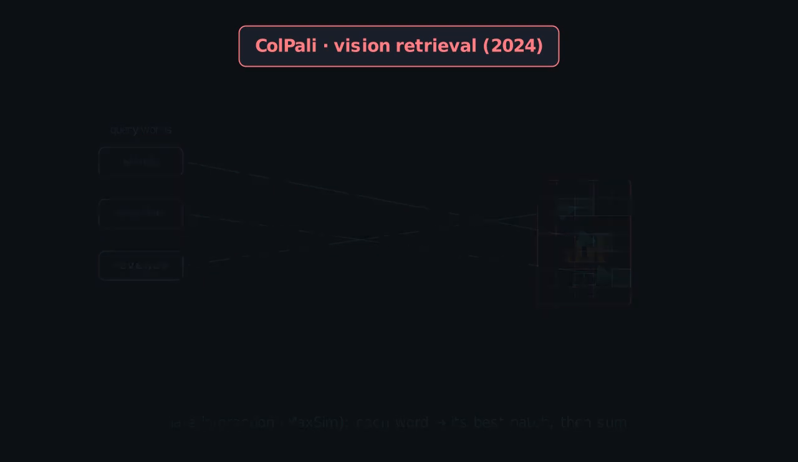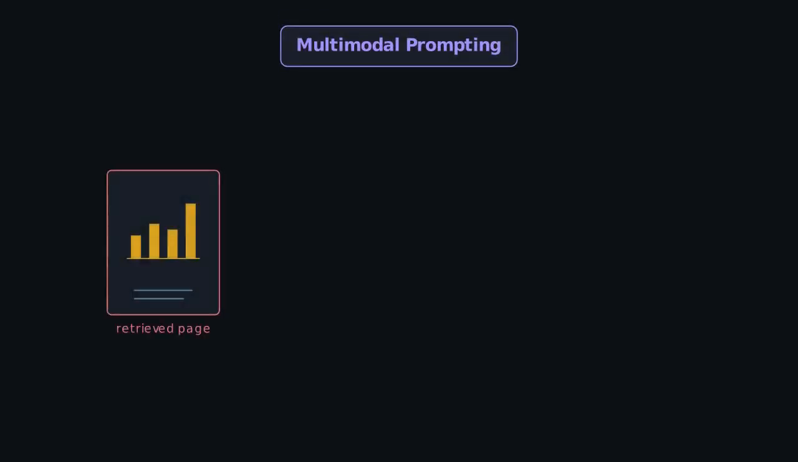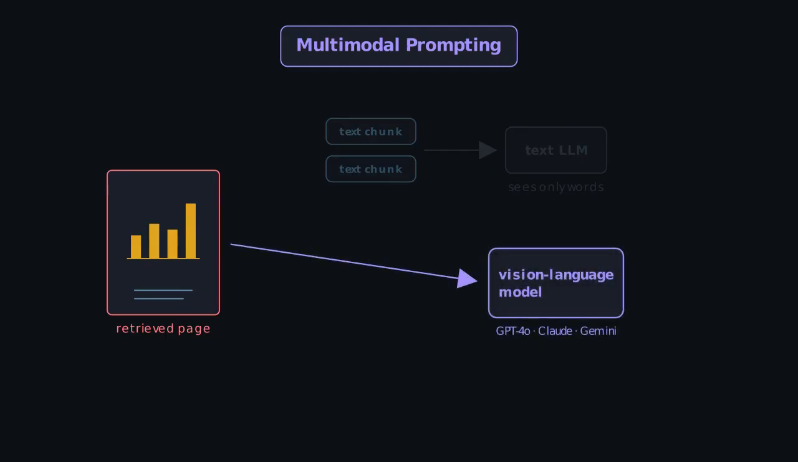The payoff is huge. The entire OCR and parsing pipeline collapses into screenshot, then embed, and layout, tables and figures are finally captured natively. Retrieval has found the right images or the right pages. Now we have to generate the answer. In text RAG, we stuffed text chunks into the prompt, and the model only ever saw words. Multimodal prompting changes the model itself. We hand the retrieved images directly to a vision language model like GPT-4o, Claude, or Gemini.